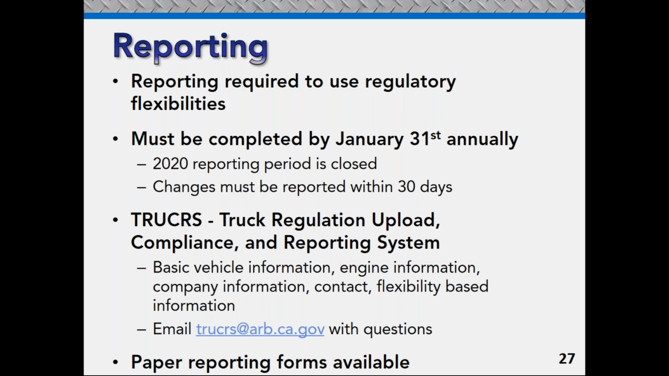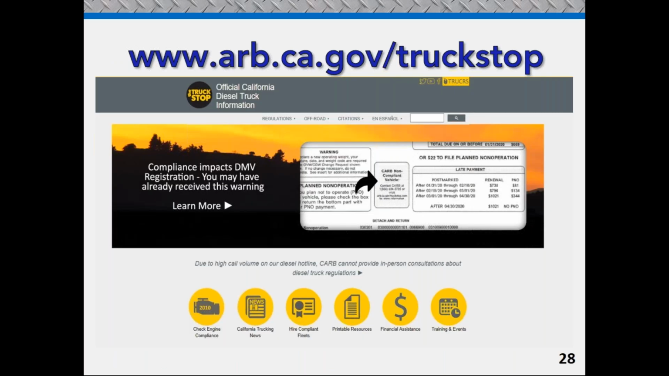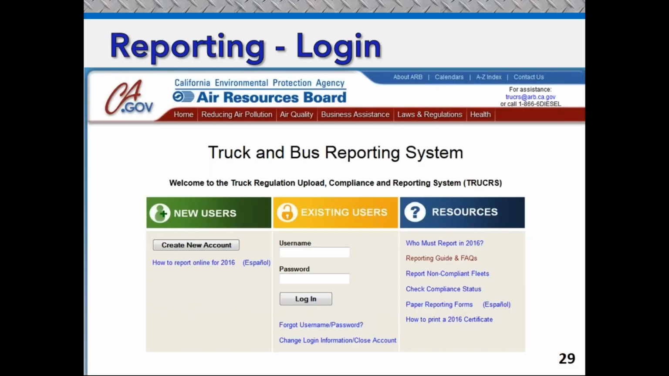And we have, let me see if I've got an example. Yeah, there's a link to get there on our Truck Stop webpage. You can see right here, this is the Truck Stop start page. Up at the top right-hand corner of this, it says TRUCRS, and it's highlighted in yellow. That is a link to take you to the reporting system, which will take you here. This is the entry portal to the TRUCRS reporting system.